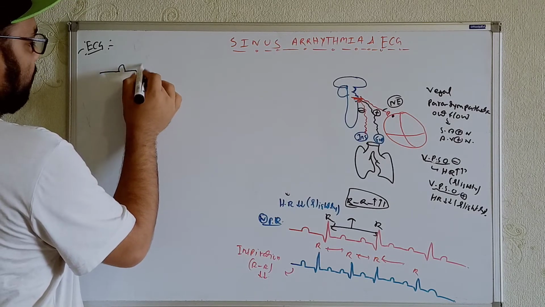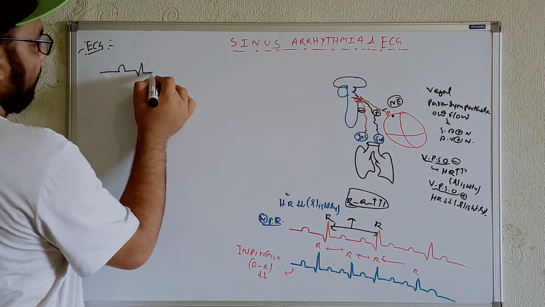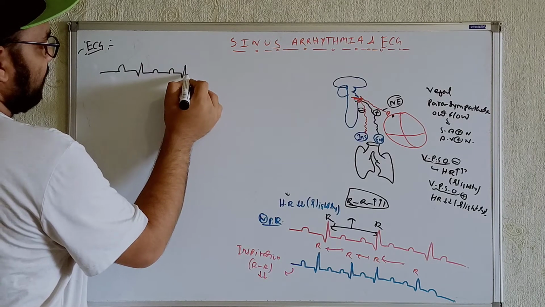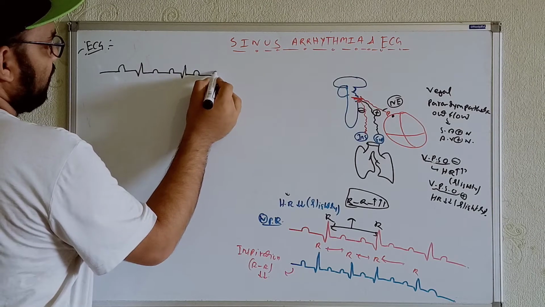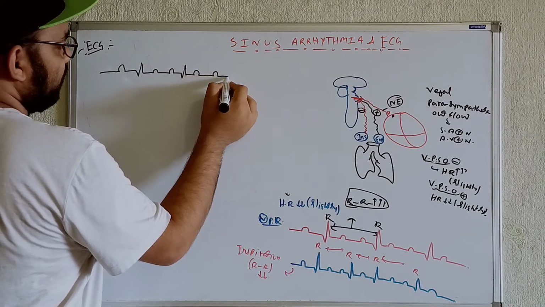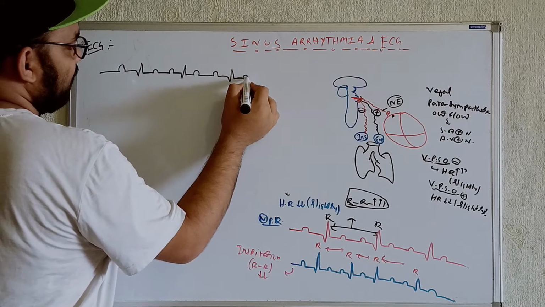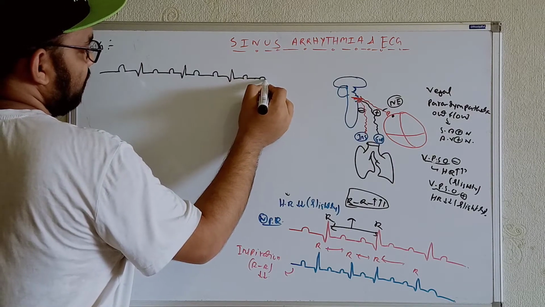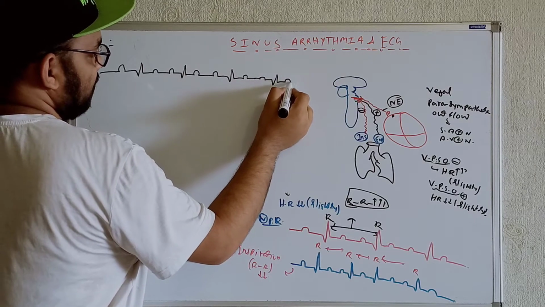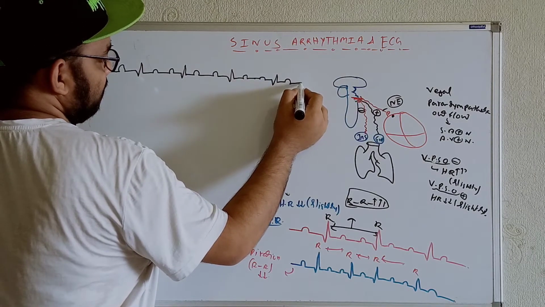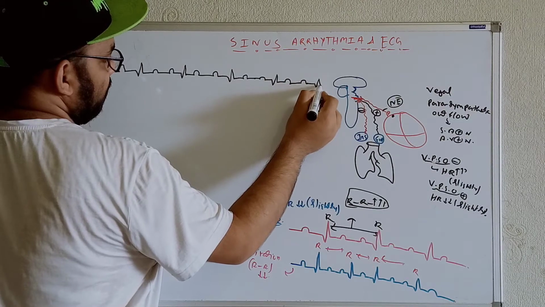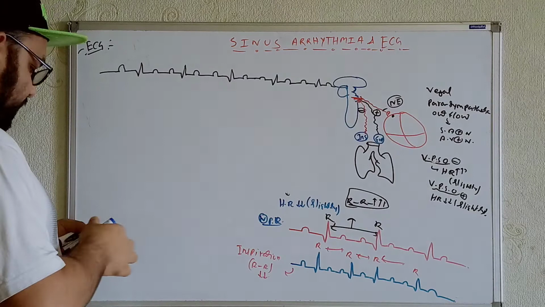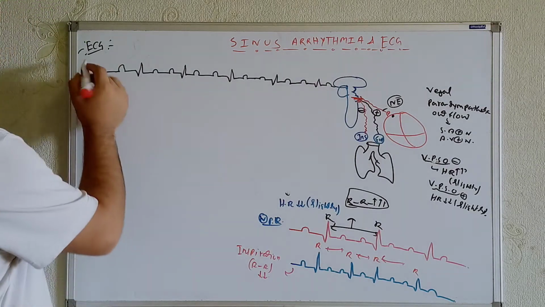P wave, QRS complex, T wave, again we'll get P wave, again QRS complex, T wave, again P wave, QRS complex, T wave, again P wave, QRS complex. For example, this one. Now, I have just drawn this one during inspiration.